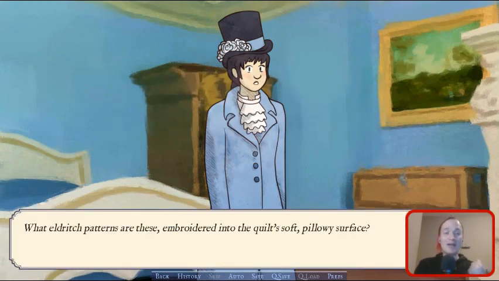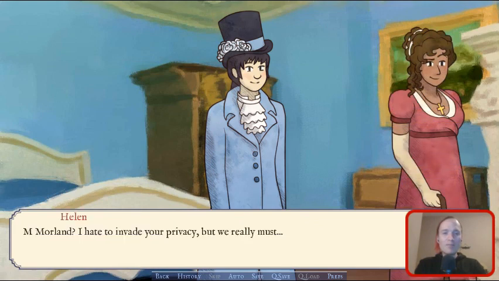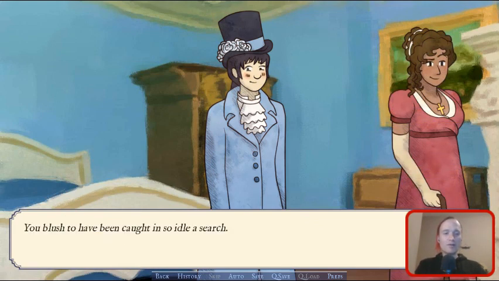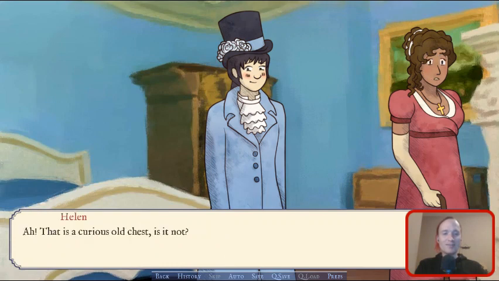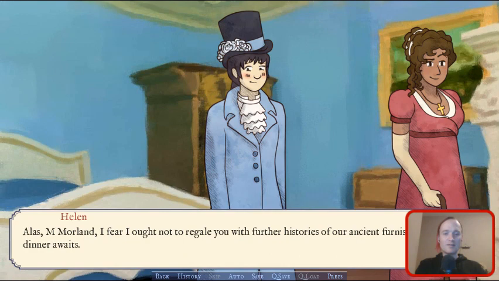What eldritch patterns are these embroidered in the quilt off the pillowy surface? What dark secrets have been hidden under its gentle, comforting folds? You blush, caught in so idle a search. A curious old chest. How many generations?